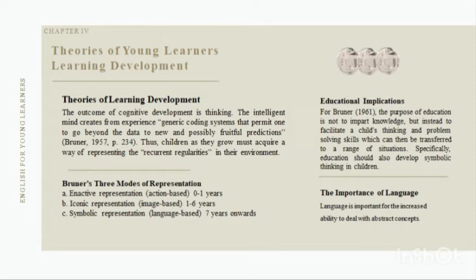Bruner's three models of representation. The models of representation are integrated and only lose sequence as they translate into each other. The first one is enactive, from 0 until 1 year. It appears first. It involves encoding action-based information and storing it in our memory, for example in the form of movement as muscle memory. A baby might remember the action of shaking a rattle.